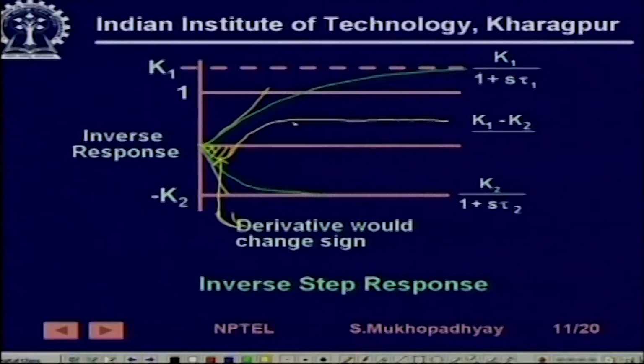So, now having seen the kind of responses that we expect, let us at least see one example of why it happens at all. This is a very classic example of this kind of process, inverse response processes, sometimes also called non-minimum phase systems.